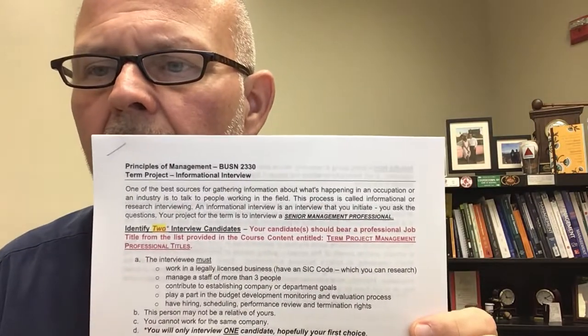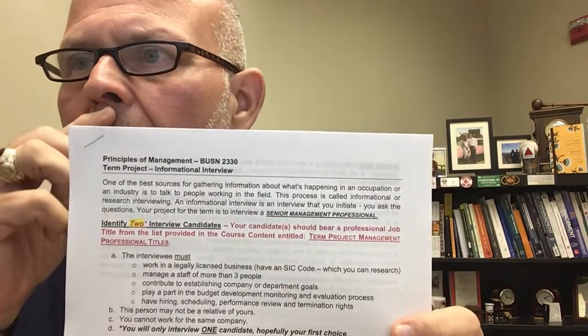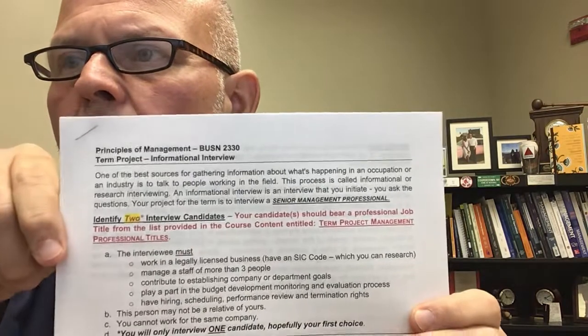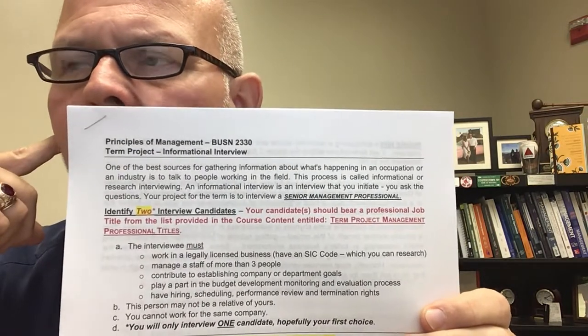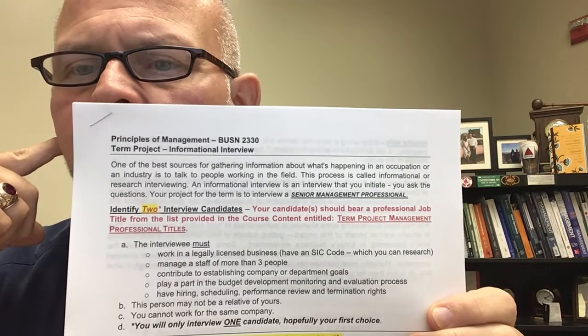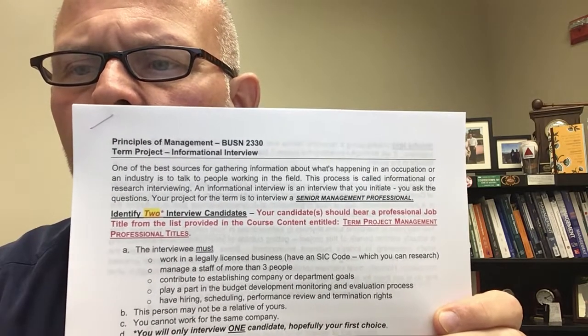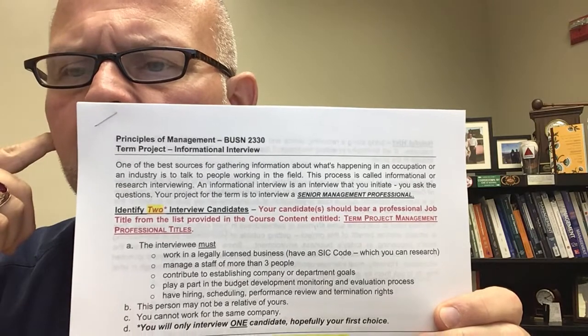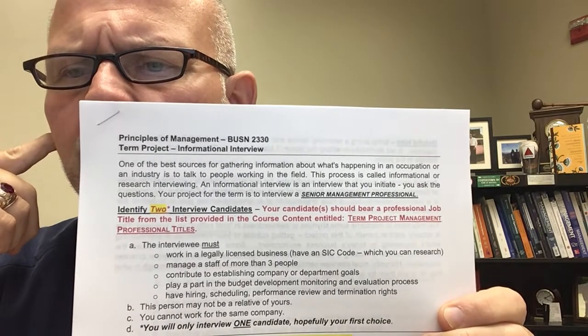A couple other things. If you go to the instructions again, this is really important that you look at this. Look at that criteria. Right here it says the interviewee must meet this criteria: work in a legally licensed business and have an SIC code. An SIC code is an industry classification code, which you can usually find on the internet pretty easily, and you'll need to include that in the introduction of the paper.